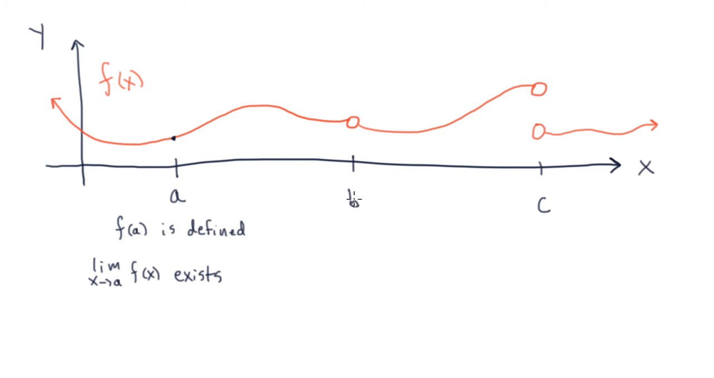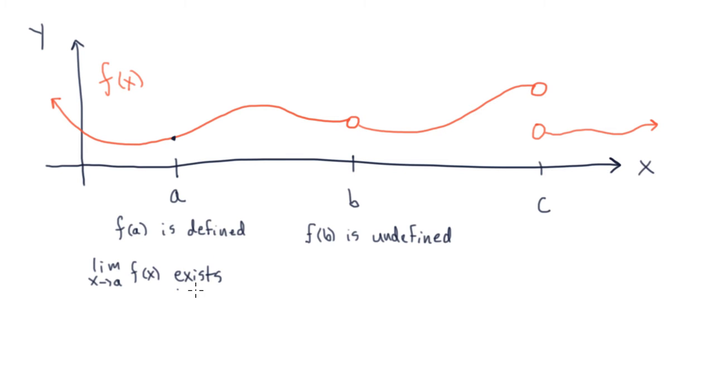Okay, so what about at x equals b? Well, here, f of b is undefined. There's a hole. If I go and look up x equals b in the dictionary of my function, there's a page missing. There's a hole. F of b is undefined.